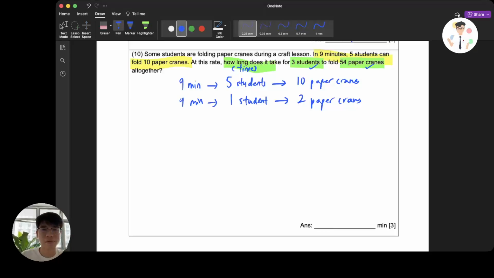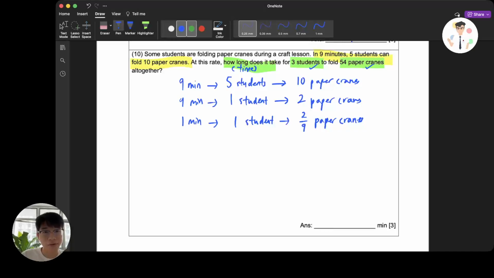If I were to look at it again, if 1 student can fold 2 paper cranes in 9 minutes, how about 1 minute? In 1 minute, 1 student actually can only fold 2 out of 9 of the paper crane. So I hope you get the idea that what we do here affects here. The number of students affects the paper cranes that we can make, but the time given here also affects the number of paper cranes that we can make.